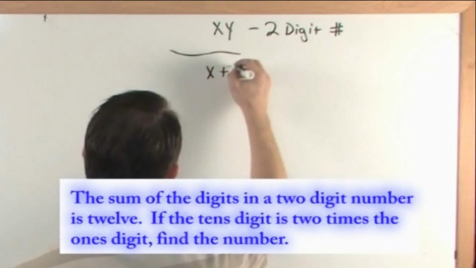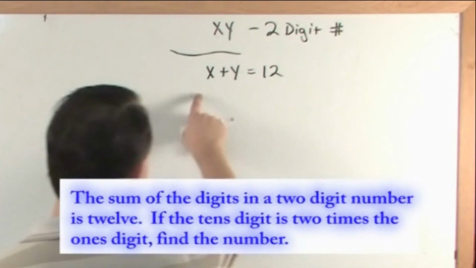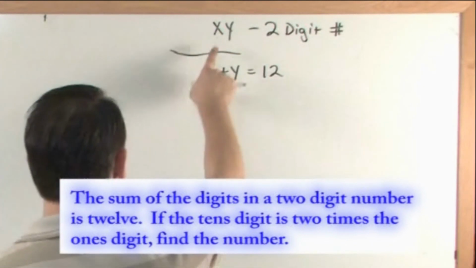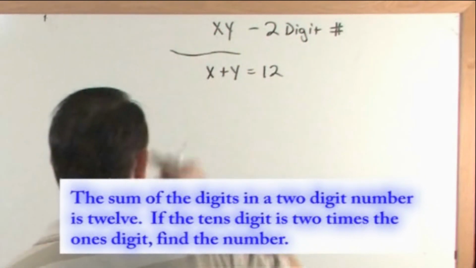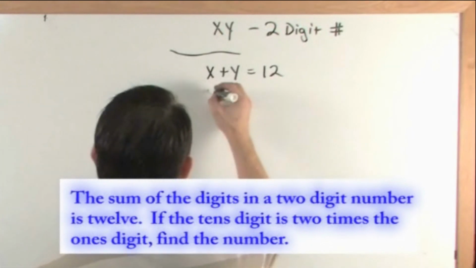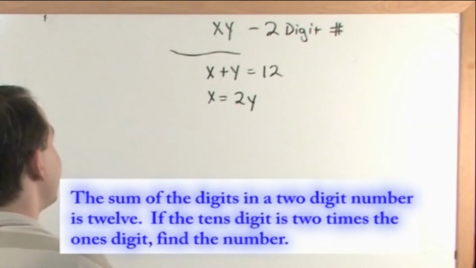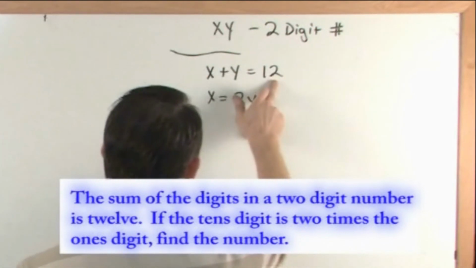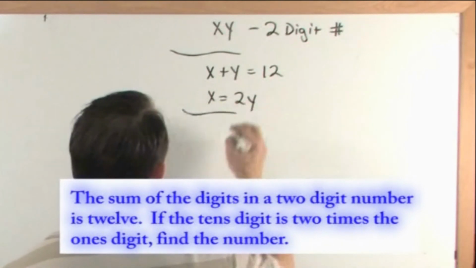The sum of the digits in a 2-digit number is 12. So x plus y is 12. Check. And if the tens digit, which is this one, is 2 times the ones digit, that's the next fact here. So the tens digit is 2 times the ones digit. So you see, all we're doing is extracting the information out of the problem. Sum of the digits is 12. Tens digit is 2 times the ones digit.